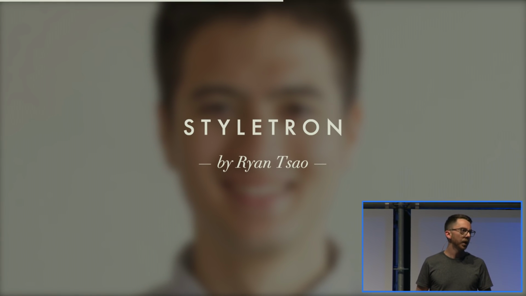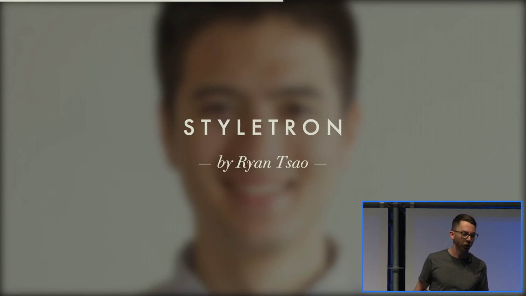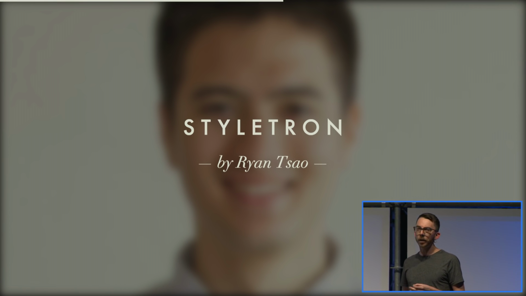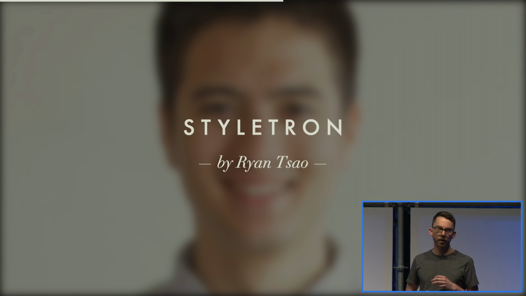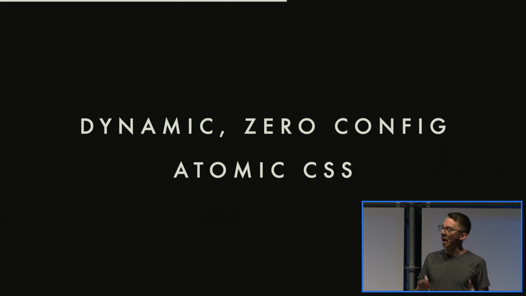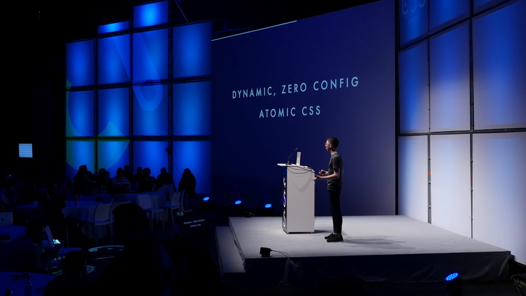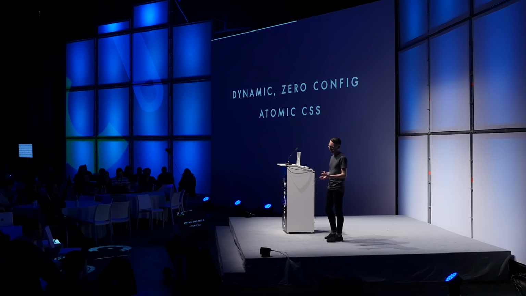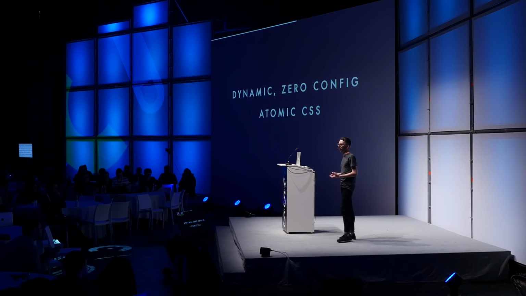The perfect example of this is a really great library called Styletron by Ryan Sau. And this one really, to me, shows where we can start to do radically new things once we blur the lines between CSS and JavaScript. Because what it brings to the table is dynamic zero-config atomic CSS. All the benefits of reducing that final payload without the development time costs, without having to buy into a framework in the same way.